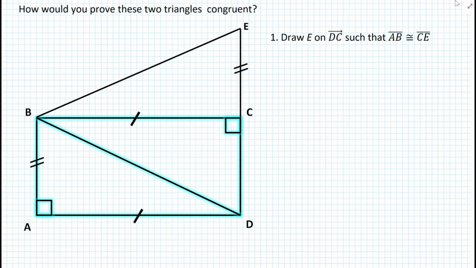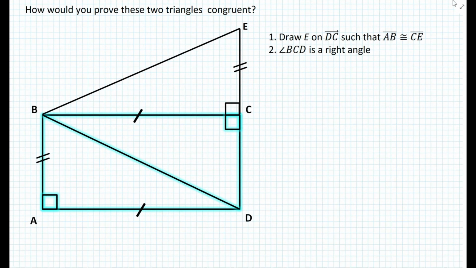Now, from the diagram here, what can we say here? So there are many things we can state here. Well, we know that angle BCD is a right angle. Well, what can we say at this point? Well, if you look at triangle BAD and triangle ECB, we can now say that they're congruent, right? And the reason is the SAS postulate.